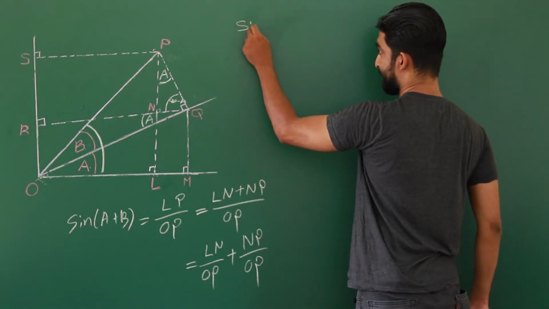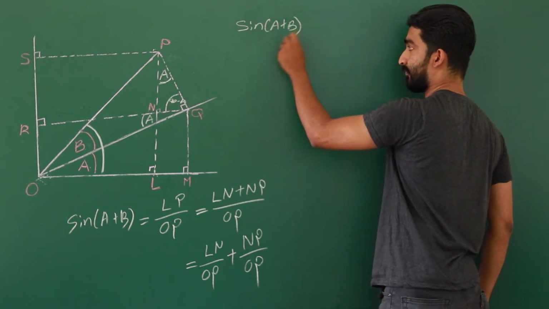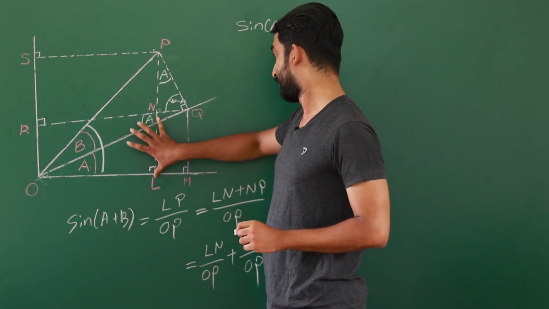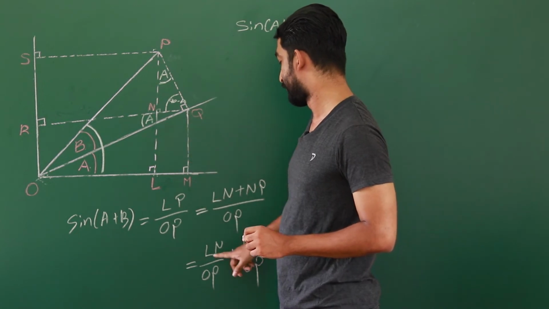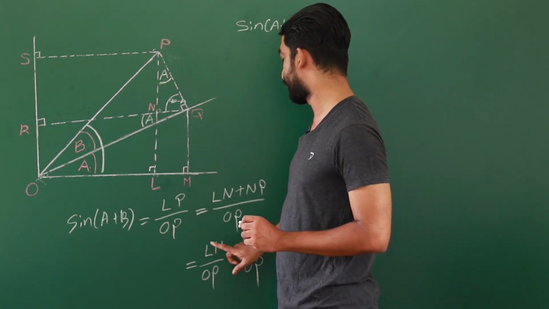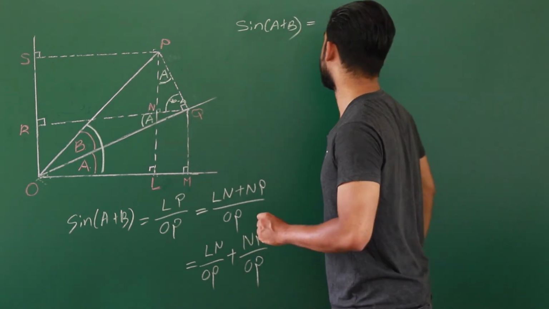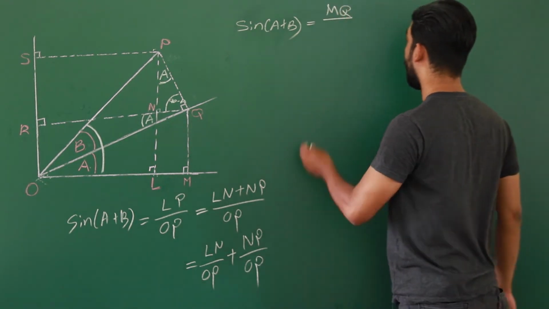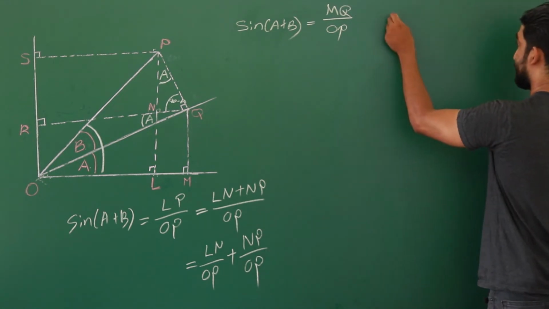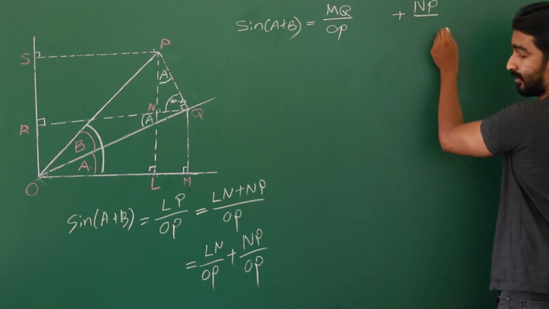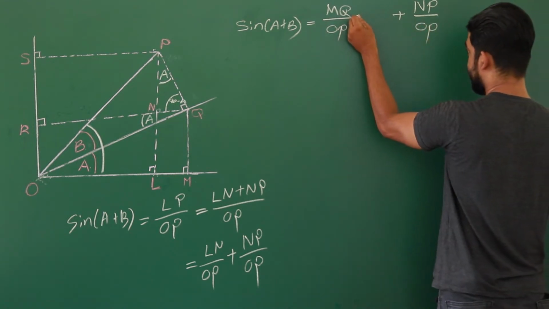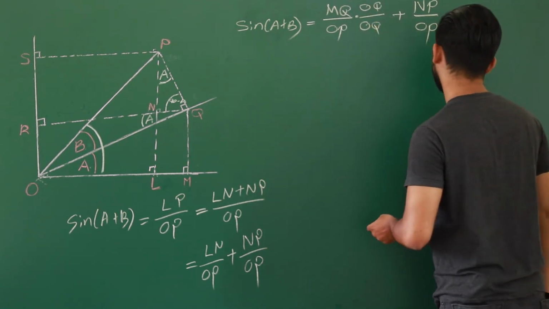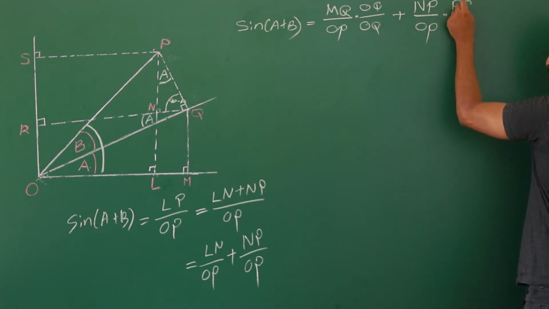Now it is sin A plus B. We can write LN. Now LN we can write as MQ. This LN length is equal to MQ. So instead of LN, I will be writing MQ. So it is MQ over OP plus NP over OP. Now I will be multiplying this by OQ over OQ, similarly like the previous stuff. Now NP over OP I will be multiplying by PQ over PQ.